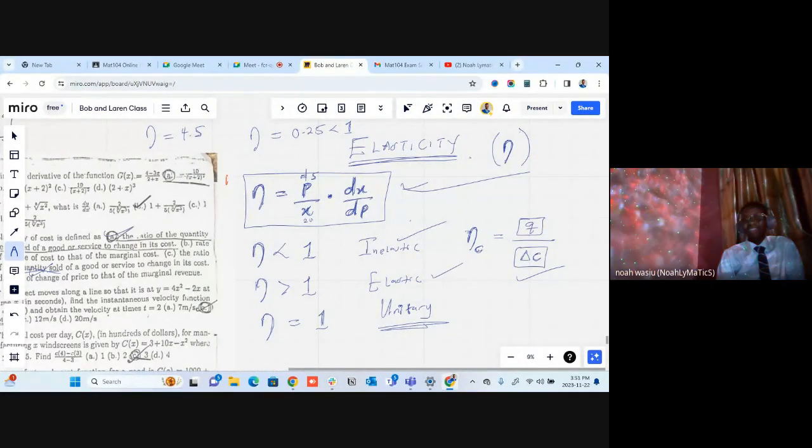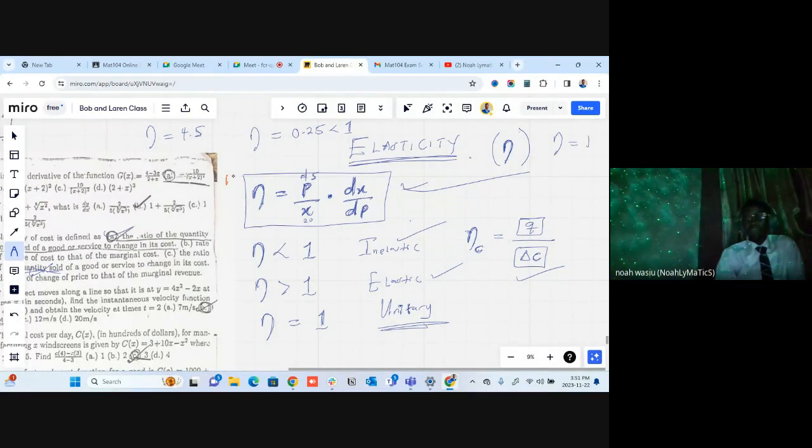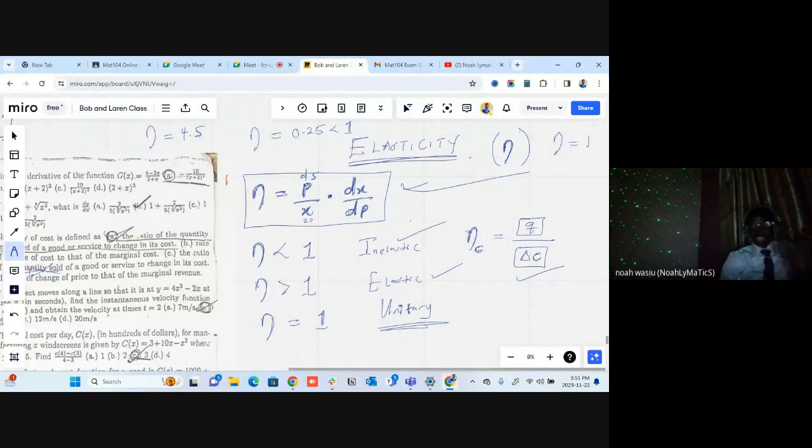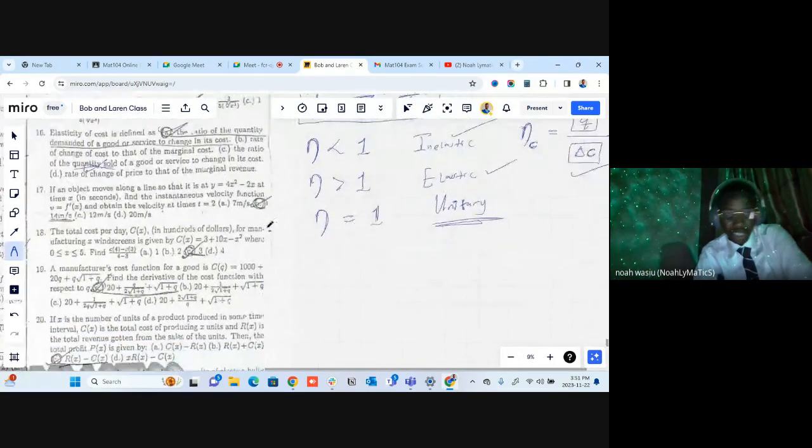That means it's elastic. What if I end up solving this question and I have my N to be equal to 1? That means it is unitary. I think that's all I have to explain on elasticity. That's all you need: the formula and these conditions. If there's any other thing, I will let you know. So let's quickly move straight to the next question.